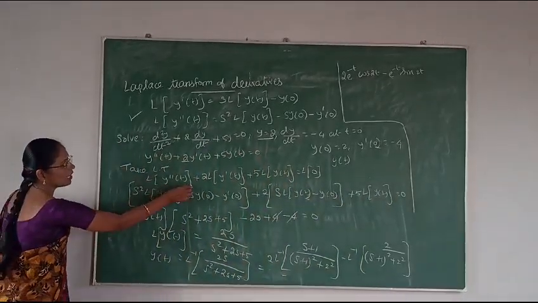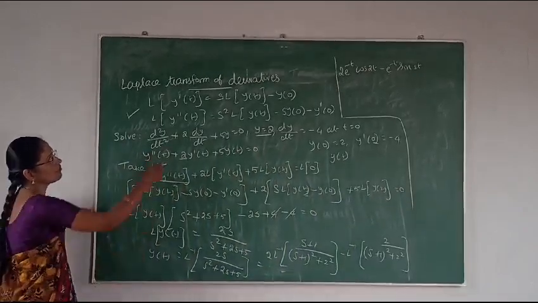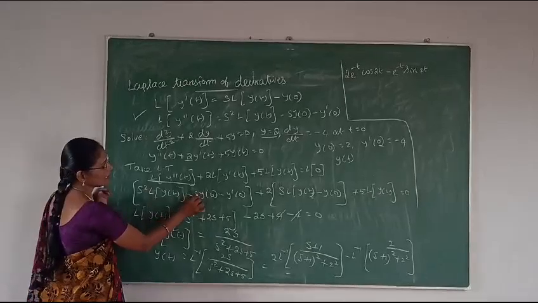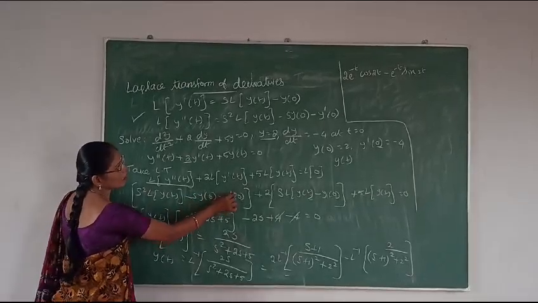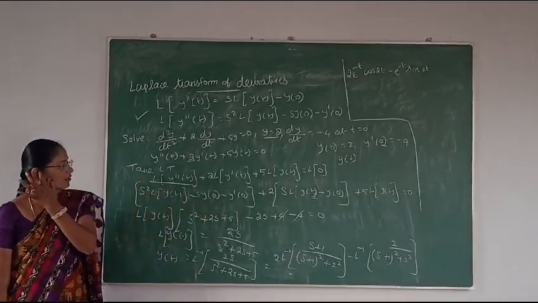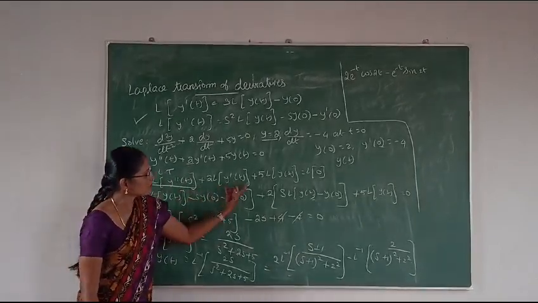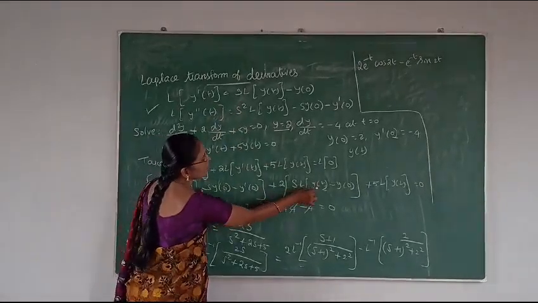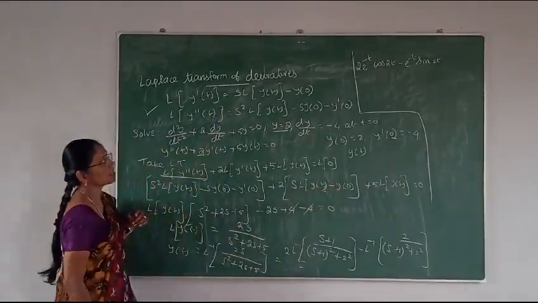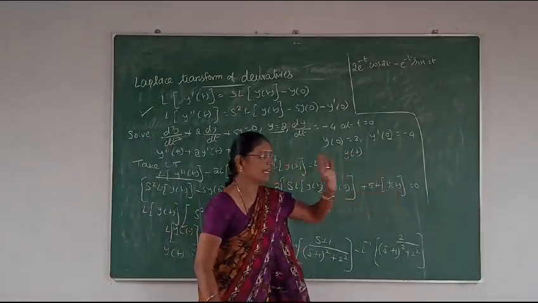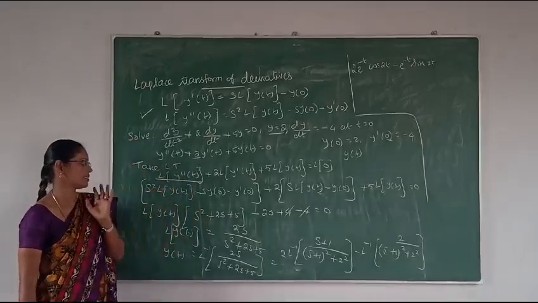Now apply the L of y double dash of t formula: s square L of y of t minus s y of 0 minus y dash of 0. You write that in a separate bracket. Then 2 times L of y dash of t, so that is s L of y of t minus y of 0. The last term is plus 5 L of y of t. We can keep this L of y of t as it is.